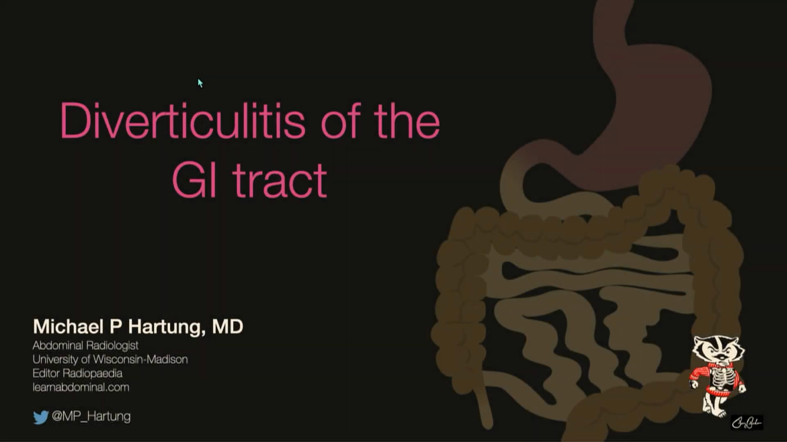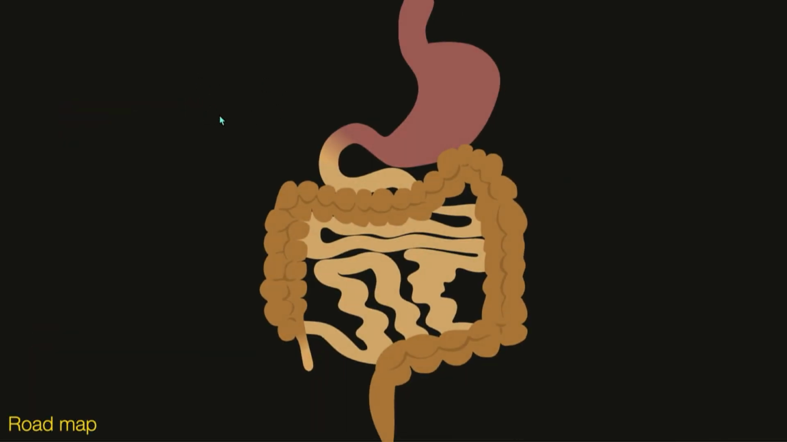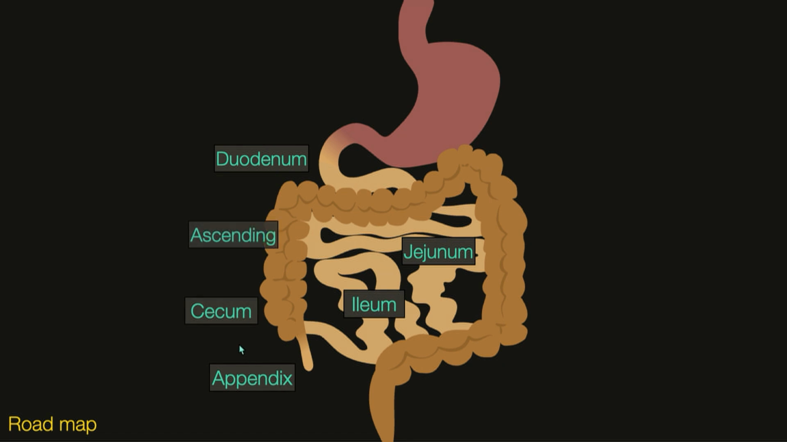Now we are talking about a very exciting topic, diverticulitis, but we're going to cover the whole gastrointestinal tract. We're going to cover some important mimics, so we'll have a lot of fun and excitement. So we're starting at the top, working our way: duodenum, jejunum, ileum. We'll actually talk about appendiceal diverticulitis, and then we'll work our way around the colon.